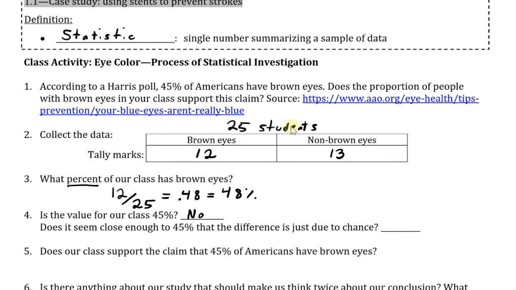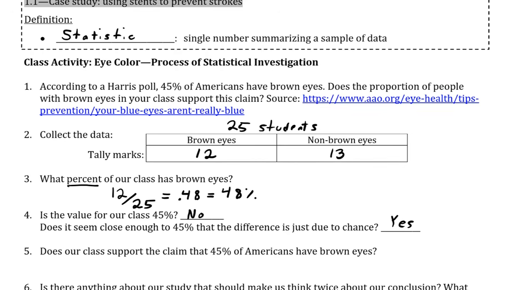However, when analyzing this, we also ask, does it seem close enough to 45% that the difference is just due to chance? There are going to be some more specific statistical calculations that we will dive into later on in the course, but for now we can just eyeball it and say 48% is pretty close to 45%. It's not too far off. It's likely just a little bit of difference based on random chance. So I would say yes to this question.